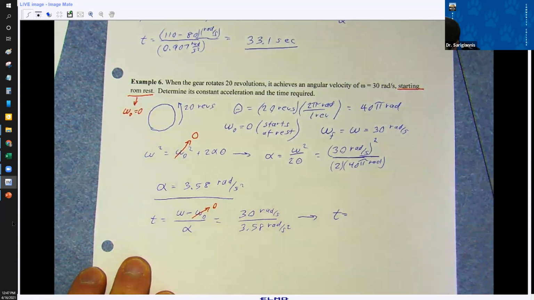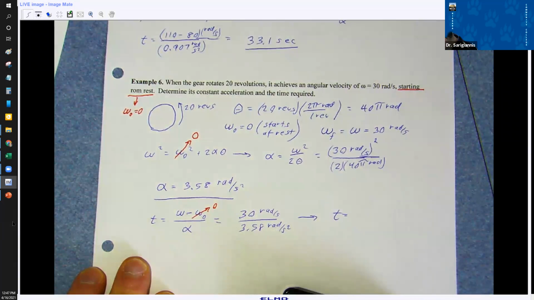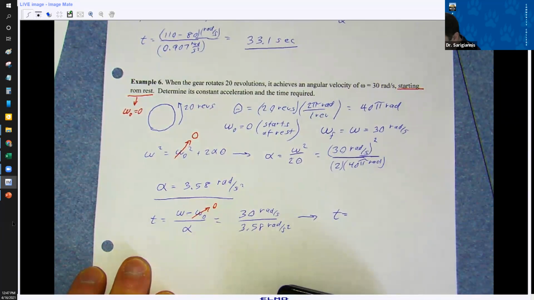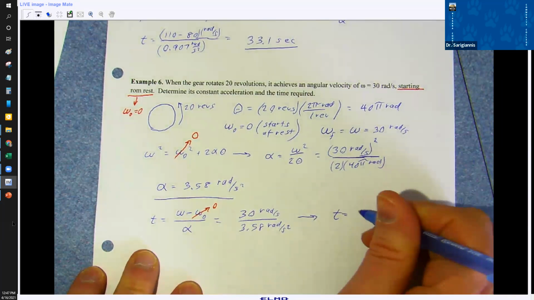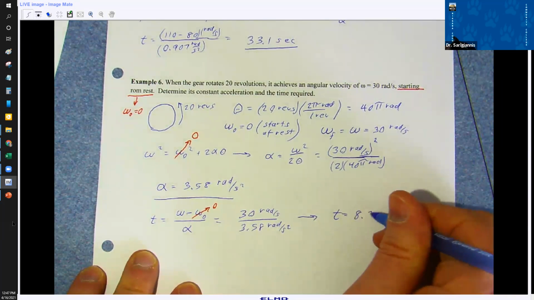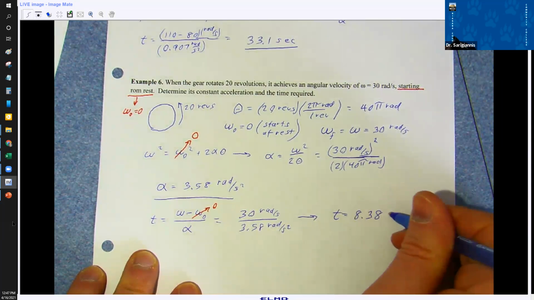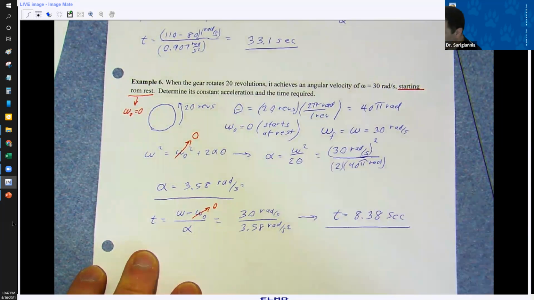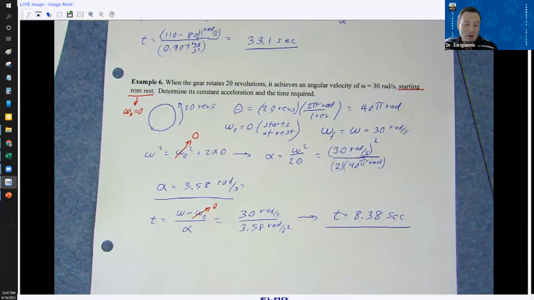Time here is, looks like I made a mistake, 3.58, whoops, 8.3, okay, I couldn't read my writing well. 8.38 seconds. So that's how you use these equations.